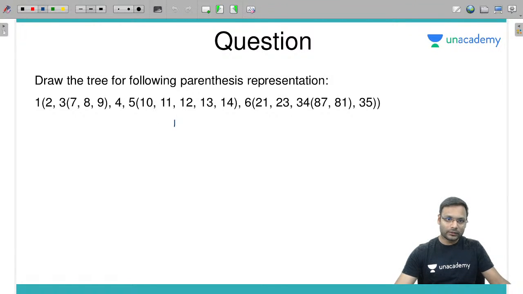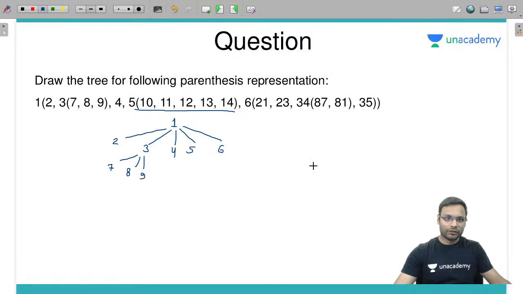First of all, root 1. First child, leftmost, 2. No child of 2. Then 3. Any child of 3? Yes, 7, 8 and 9. Next child of 1 is 4. Any child of 4? No. Then 5. Then 5 ke children, these many. And after that 6 is also a child of 1. Fine. What are the children of 5? Children of 5, so many children: 10, 11, 12, 13 and 14.